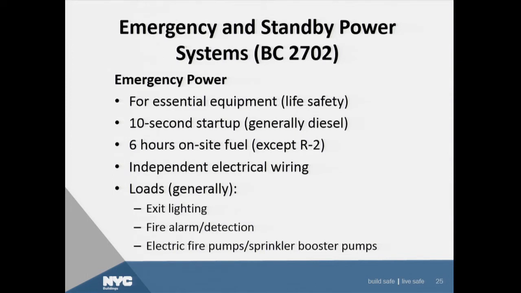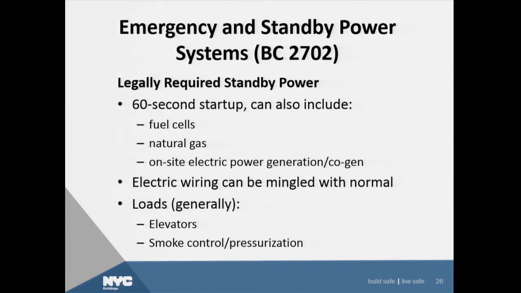Now, you're saying, what about the elevators? What about smoke control? What about all that other stuff? It used to be emergency power with 10-second startup, 6 hours on, all that stuff. Now, no. Legally required standby covers the elevators, smoke control, pressurization, all those things. And that allows fuel cells, natural gas, allows combination with on-site electrical power generation or cogen. It allows 60-second startup. It greatly increases the number of types of generators you can use. The wiring can be mingled with your normal. It changes the way we do things, and that's a good thing.